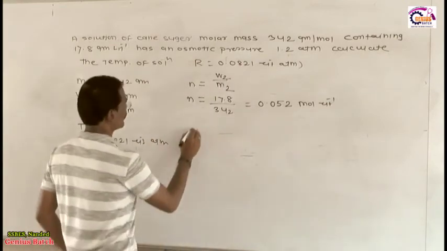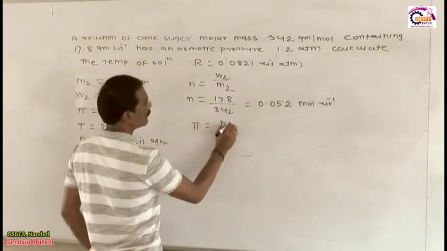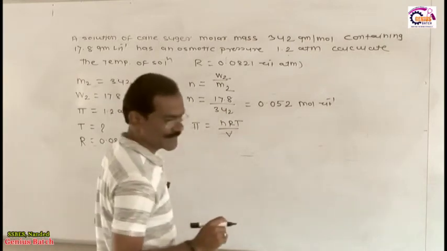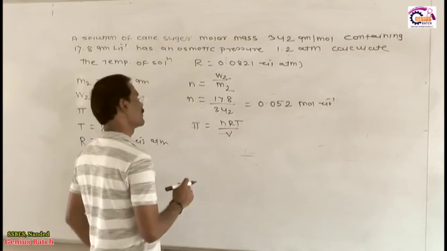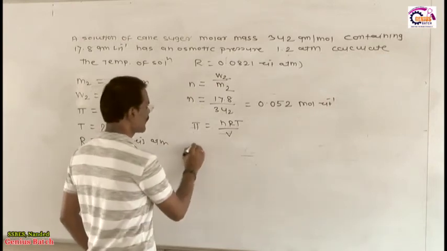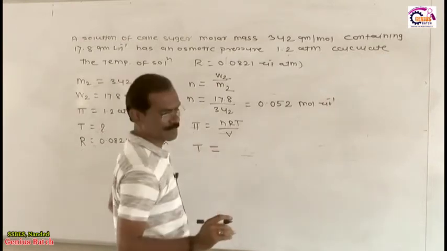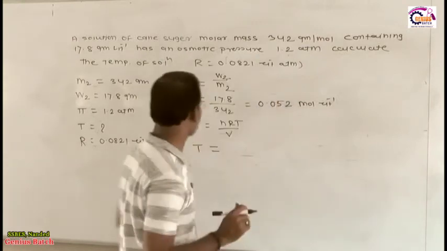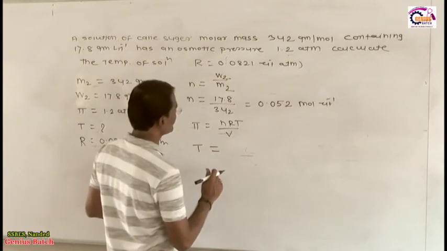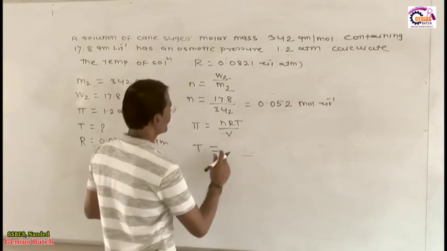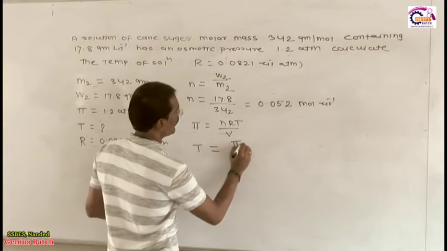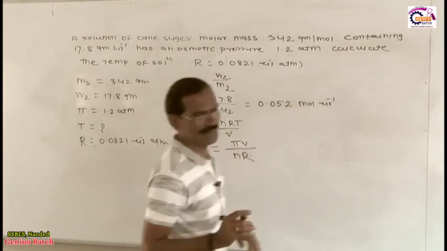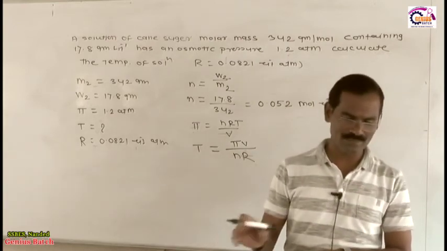As you all know very well, pi is equal to nRT by V. So this is the very simple formula. Pi V is equal to nRT. But now we are calculating T. Therefore, my dear friends, you rearrange this equation. Therefore, T is equal to pi V divided by n into R. Obviously, what is the value of T?